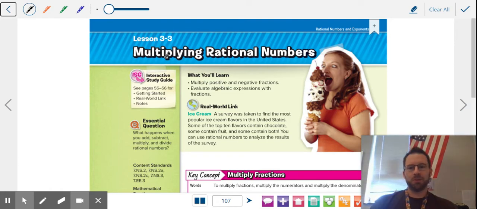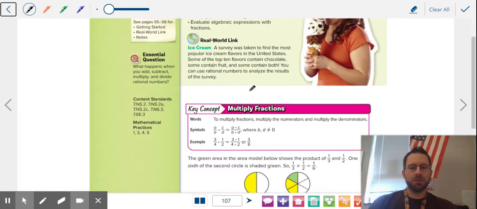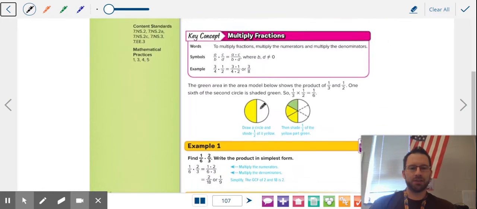Hello everyone, welcome back. We are on to lesson 3 of unit 3 on rational numbers. Today we're going to be dealing with multiplying rational numbers. Remember, the root of rational is ratio and ratios are fractions. So we're going to be multiplying fractions.